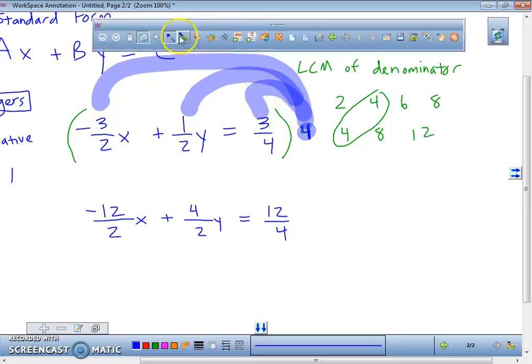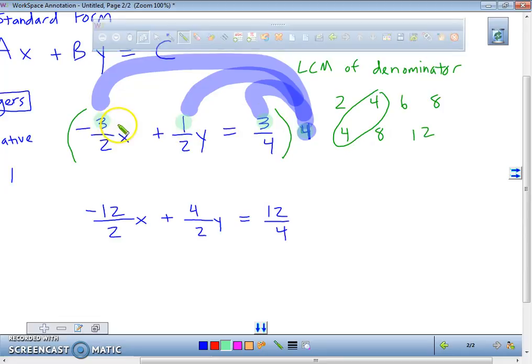Now, all I've done is take everything and multiply it by the 4, the numbers that are in the numerator. So I took this 4 right here and multiplied it to all those numbers in the numerator. The reason we did this is so now we have integers, not fractions. So let's reduce this.